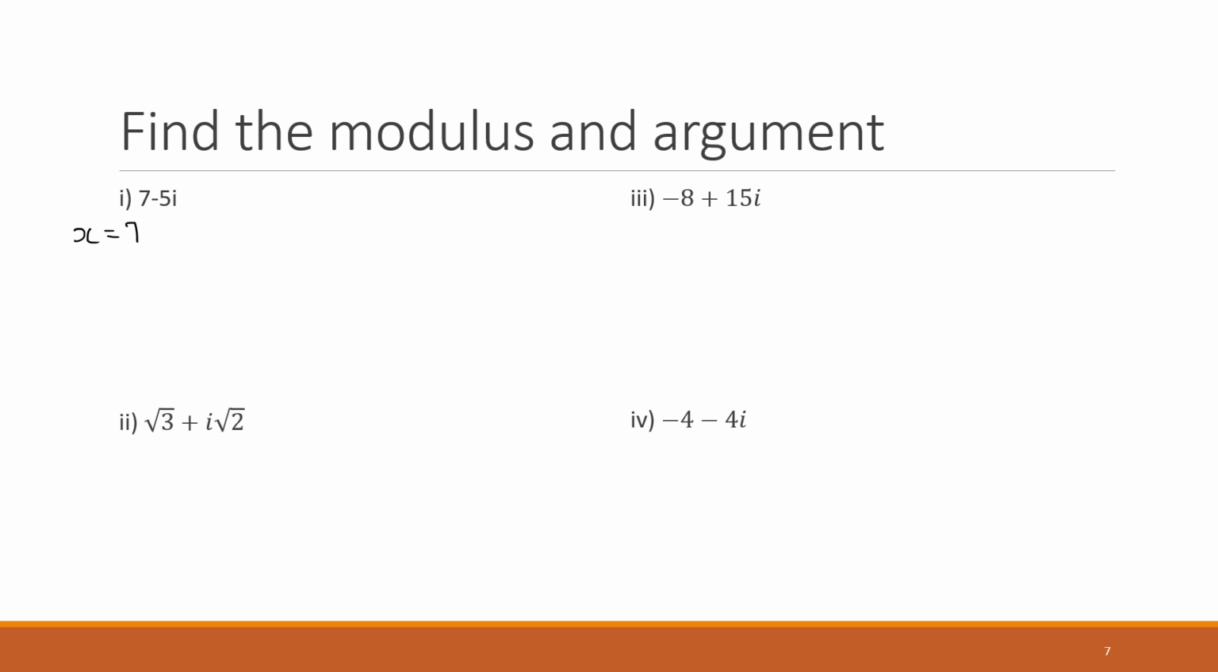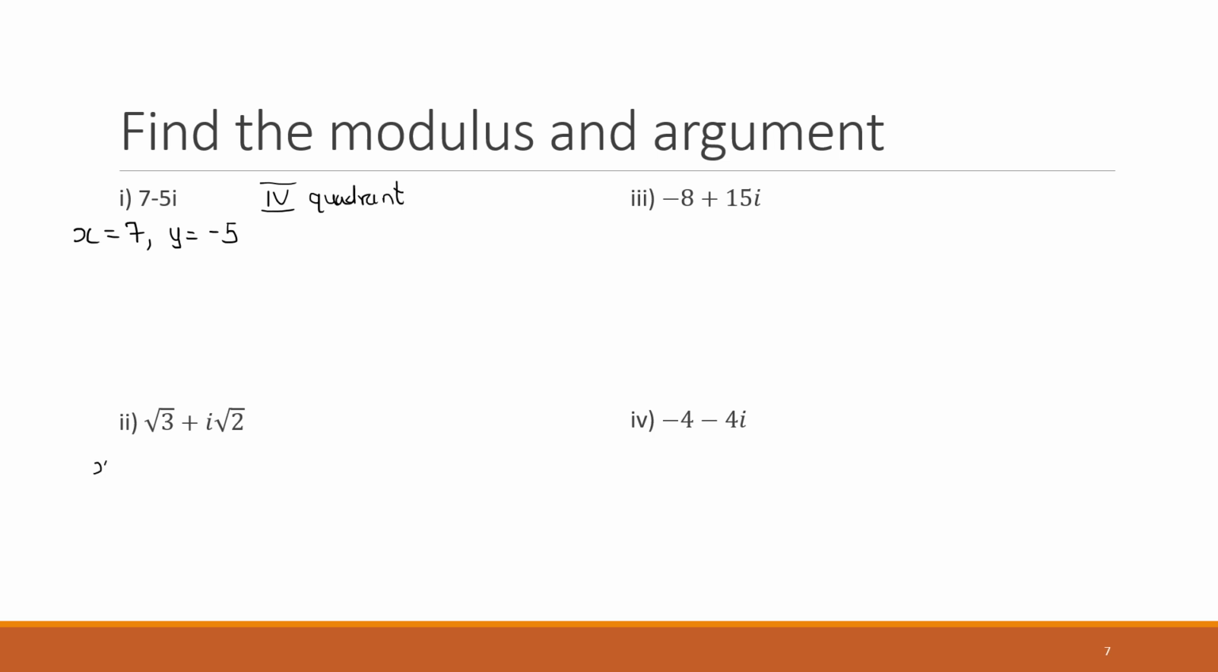बेटा x कितना है यहाँ पर? 7. y कितना है? -5. x है 7, y है -5. x पॉजिटिव है, y नेगेटिव है. It means this complex number is lying in fourth quadrant. कौन से quadrant में lie कर रहा है ये? Fourth quadrant में. ठीक है.